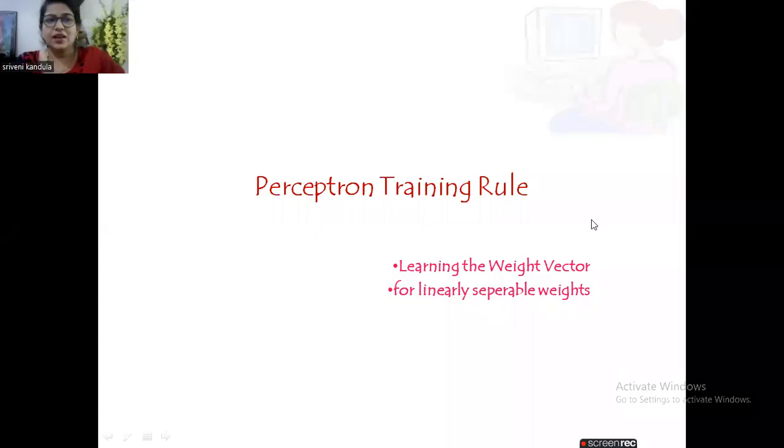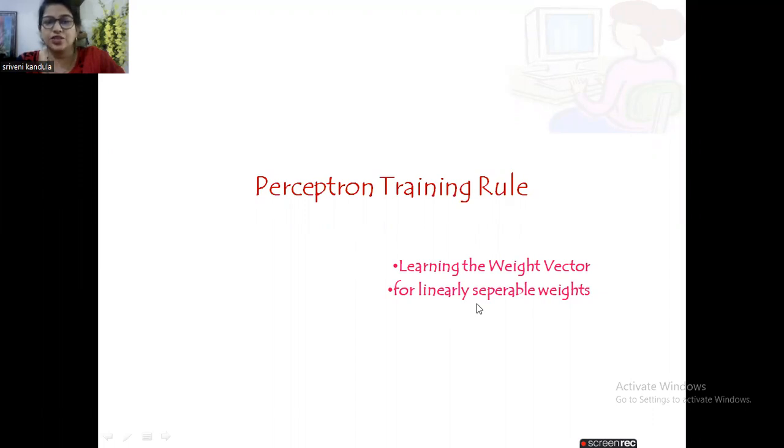Hello everyone. In this session, let us discuss the Perceptron training rule. We will use this training rule to train the Perceptron to learn the weights, and it will work for linearly separable examples. We have already seen which examples are linearly separable and which are not.